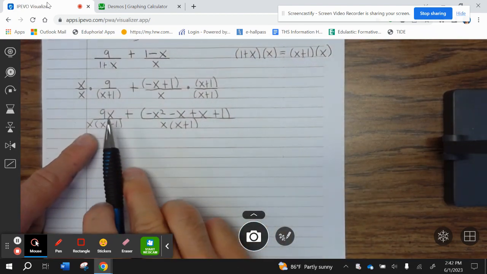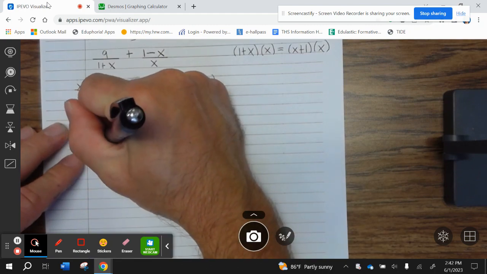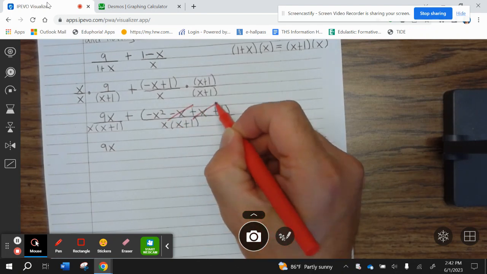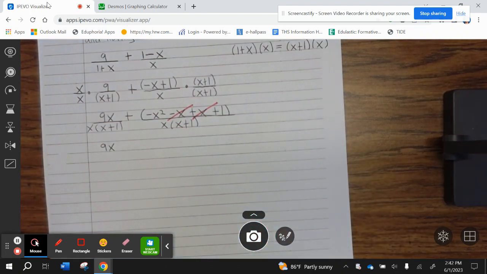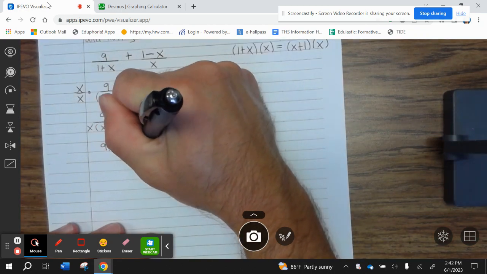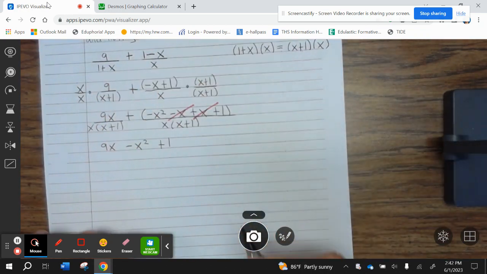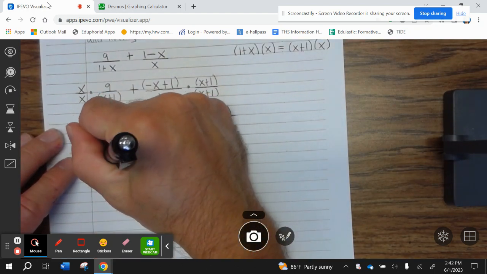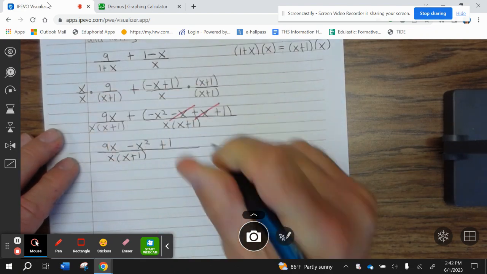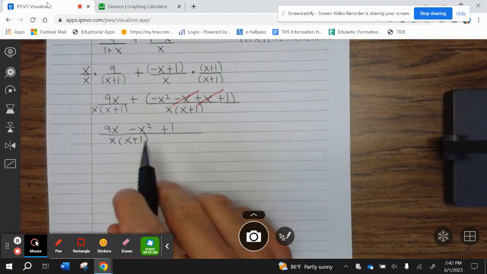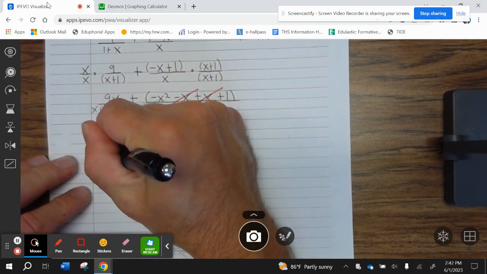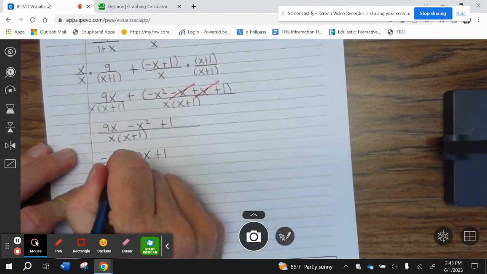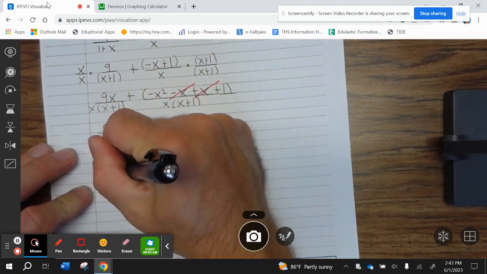Now, since these have the same denominator, we can combine the numerators. So this is 9x. Now, this and this cancel, okay? So we're left with 9x minus x squared plus 1 divided by x times x plus 1. Now let's reorder this. So this becomes negative x squared plus 9x plus 1 divided by x times x plus 1.